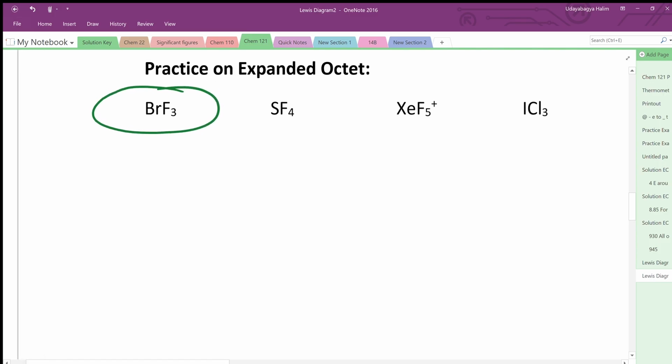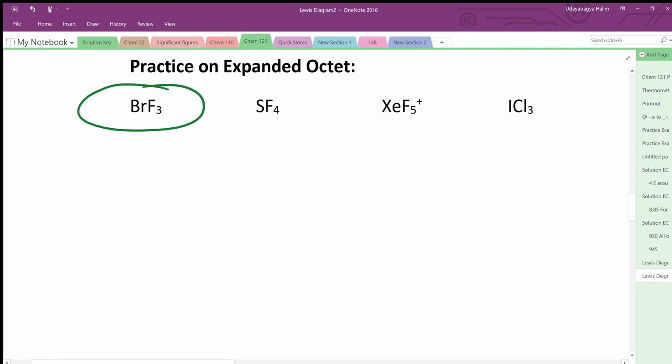And if you're done with BrF3, can you do XeF5 plus, please? Not quite, almost. This is an expanded octet. Okay? So the central atom would have more than 8 in this case. Right? So just double check your number again.